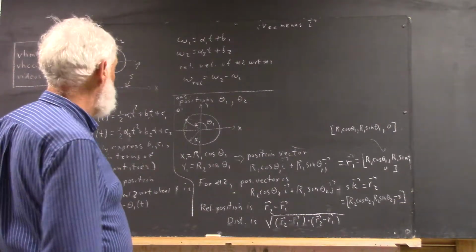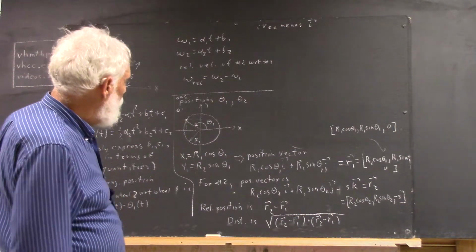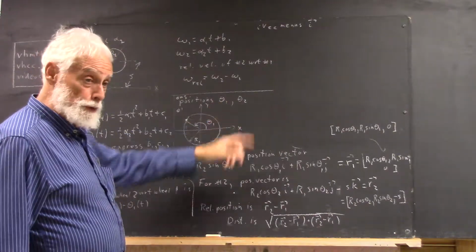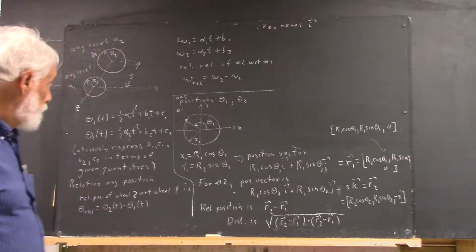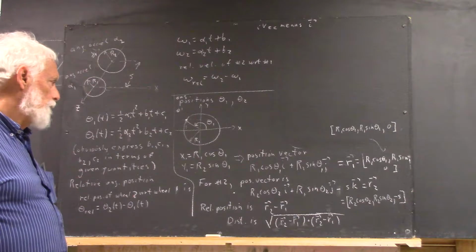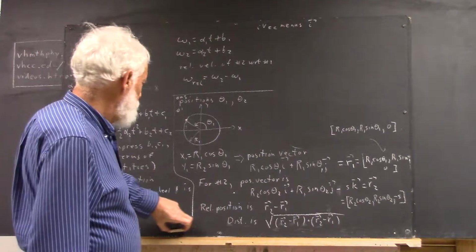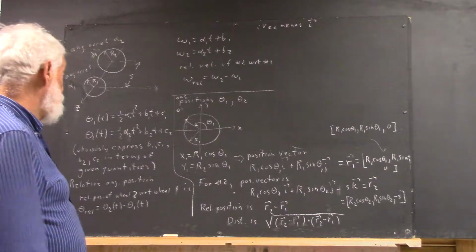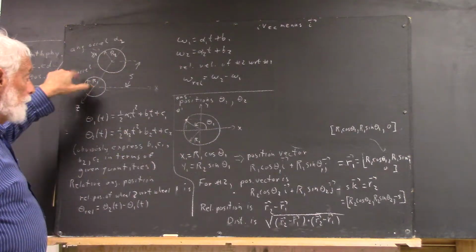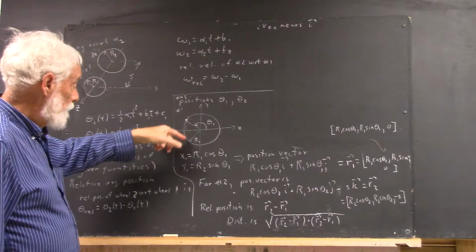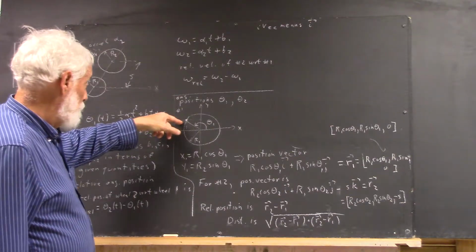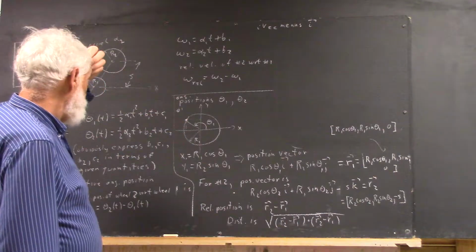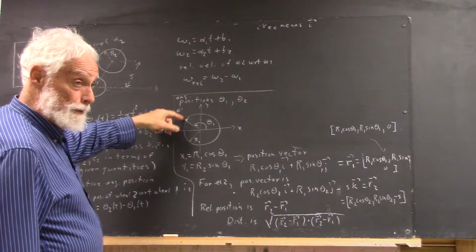So if the angular positions happen to be theta 1 and theta 2, then we pose the question of how far apart are 2 points on the rim. Okay? You have a point on the rim here at angle theta 1 on the first wheel. What's its position in space?